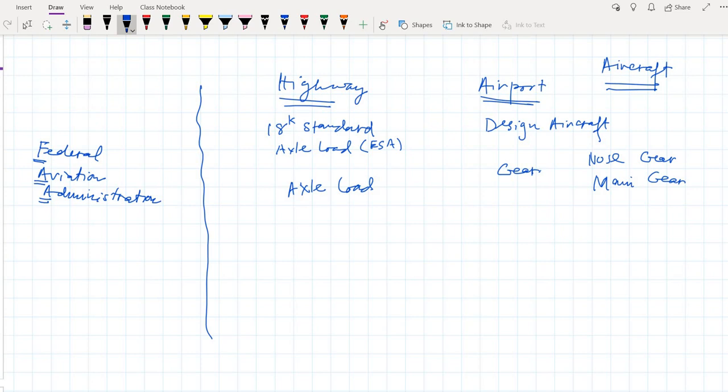One more difference is that we convert all the load in highways in terms of equivalent standard axle, or W18. In the case of airport pavement, we convert all the traffic in terms of design aircraft, and we call it annual departures of design aircraft. This is also called equivalent departure.